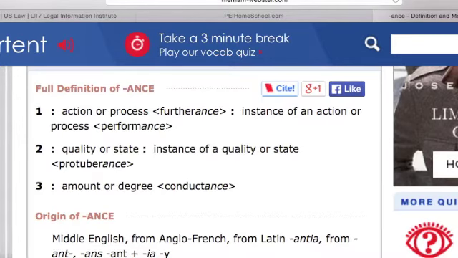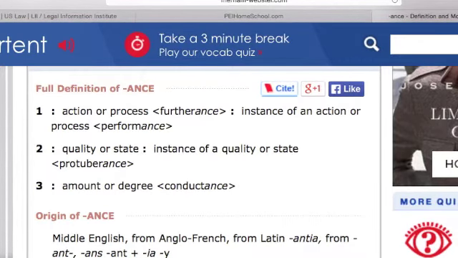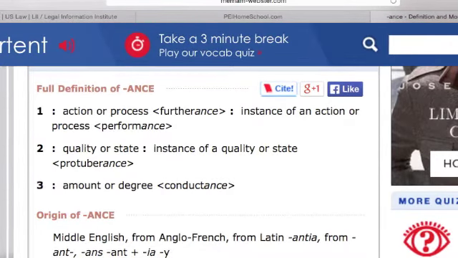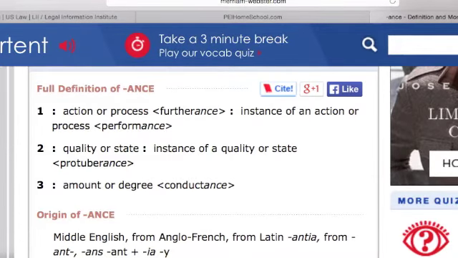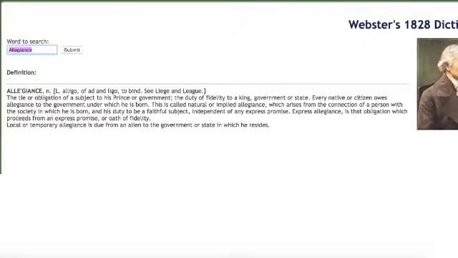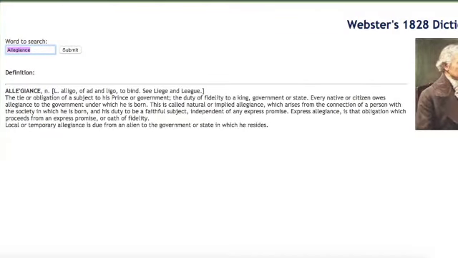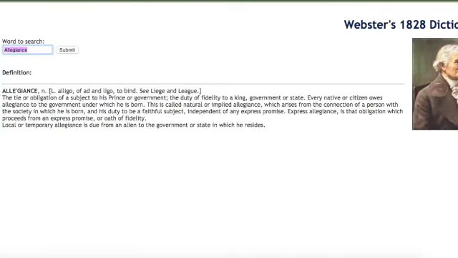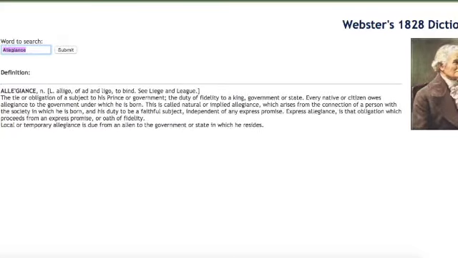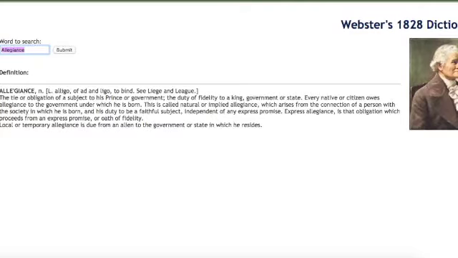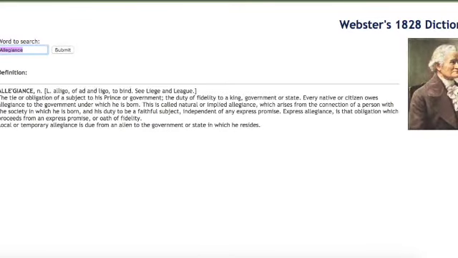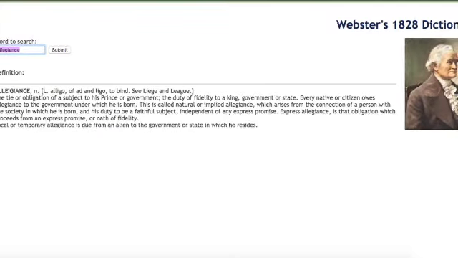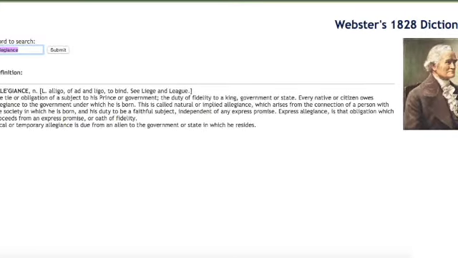And this is how they kind of trick people into giving up their own sovereignty, because most people won't go and look this up for themselves, and you have to pledge allegiance from 1st grade to 8th grade when you're a child in school. Here is the definition for allegiance. Allegiance, the tie or obligation of a subject to his prince or government, the duty of fidelity to a king, government, or state. Every native or citizen owes allegiance to the government under which he is born. I thought we were supposed to be a free government that was ruled by laws, and we were supposed to be self-governing.